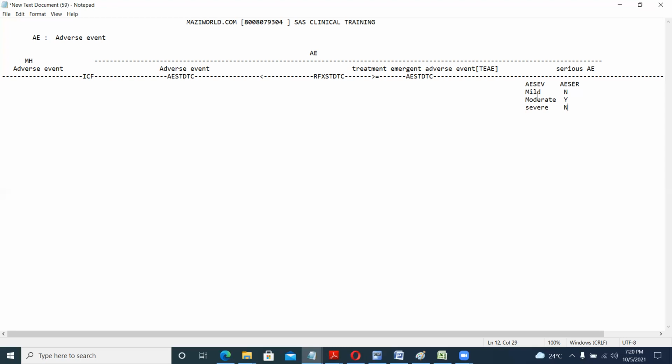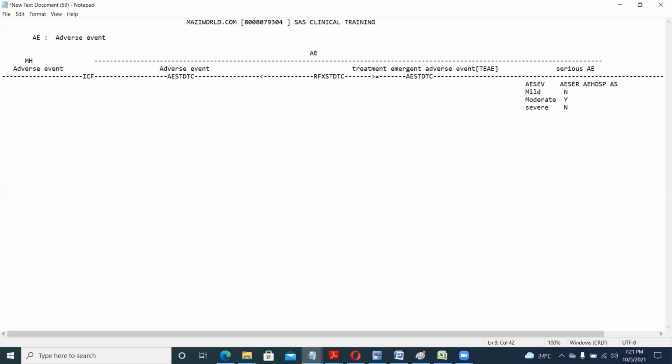But when the patient is having moderate with Y, whether it is moderate, mild or severe, but for that particular corresponding variable the value is Y, then you should take it into consideration compulsorily. Which consideration? Maybe the patient may be hospitalized. That means he's moderate, but it's very serious, so compulsorily you need to take him to the hospital.